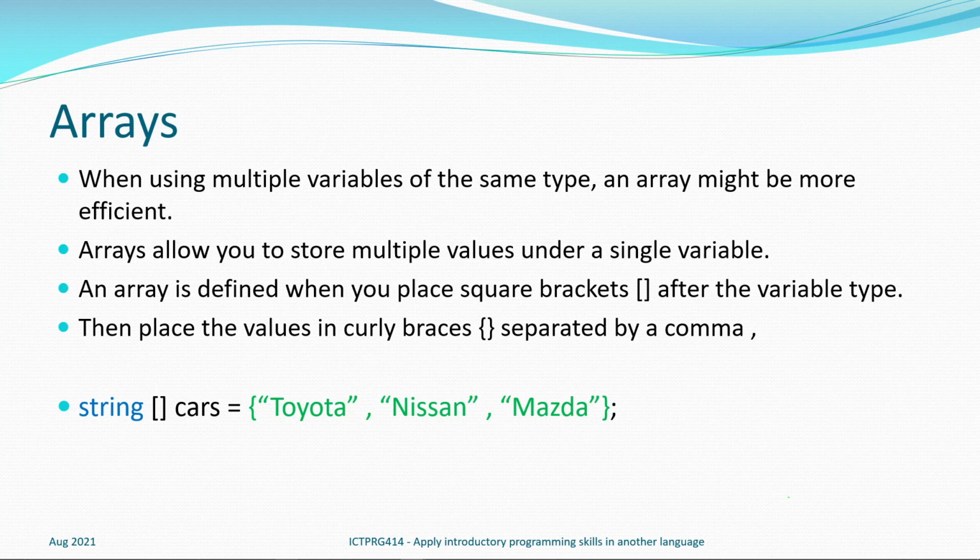Okay, arrays. Now, as you saw in the last example, an array is a variable that contains multiple values. We define that variable as an array by putting the 2 square brackets in. We then put the values inside a set of braces separated by commas.